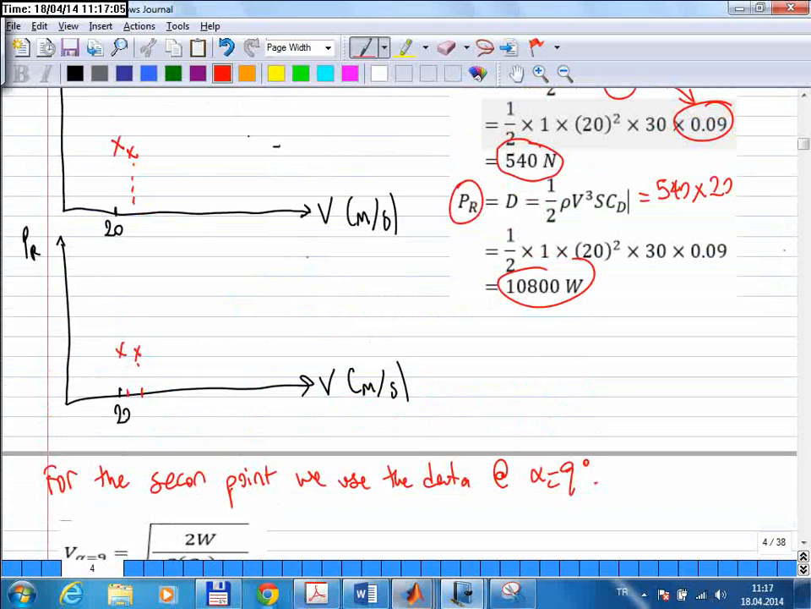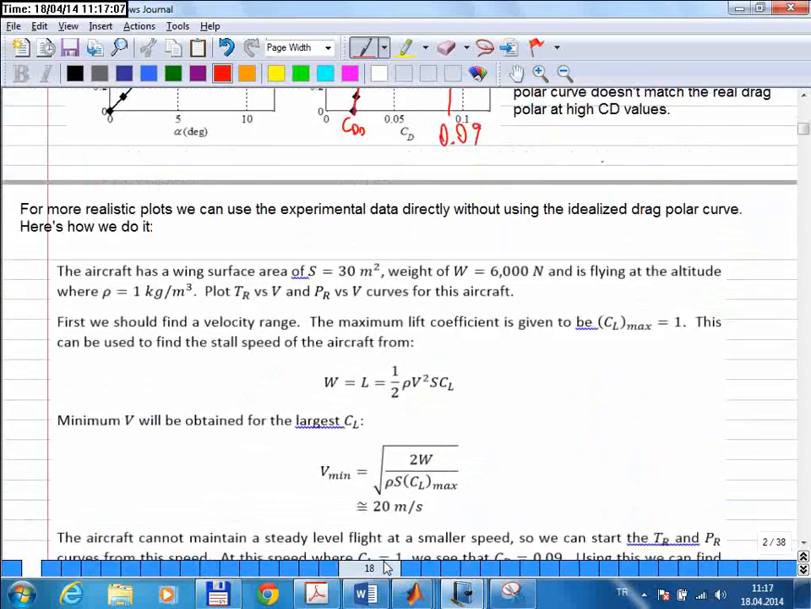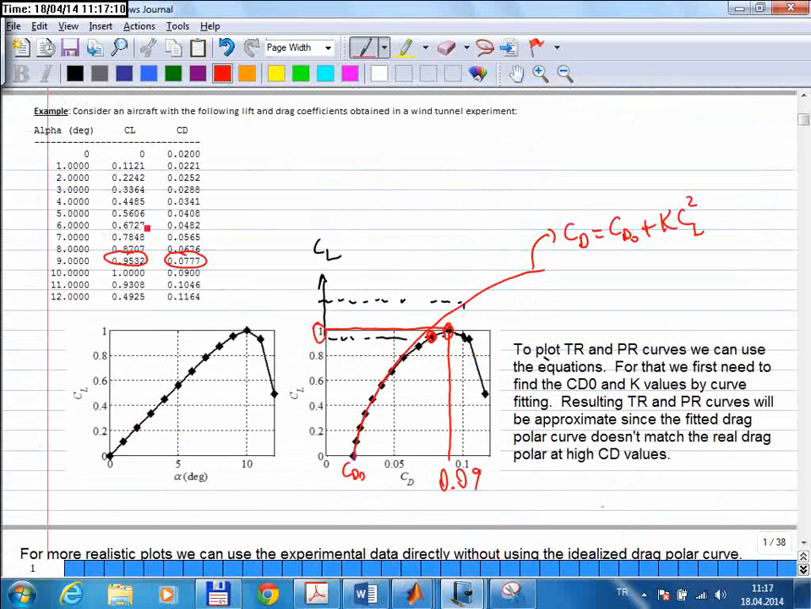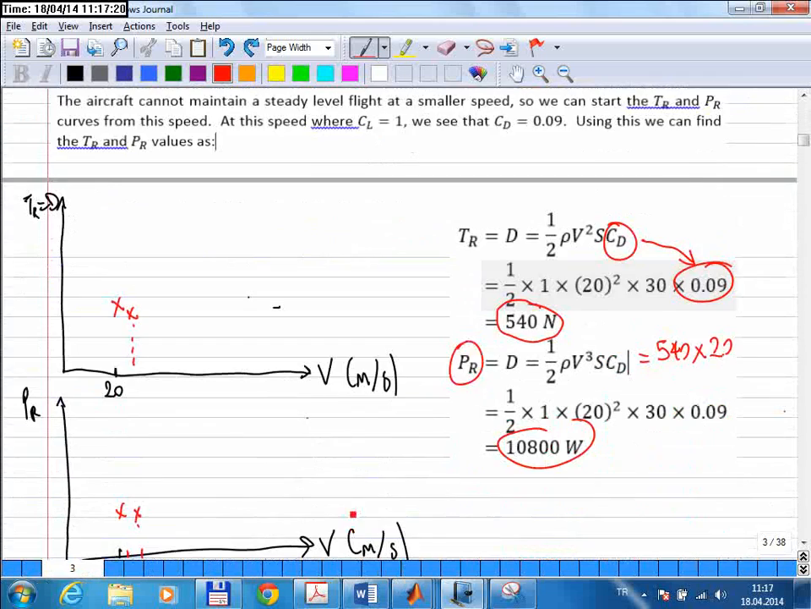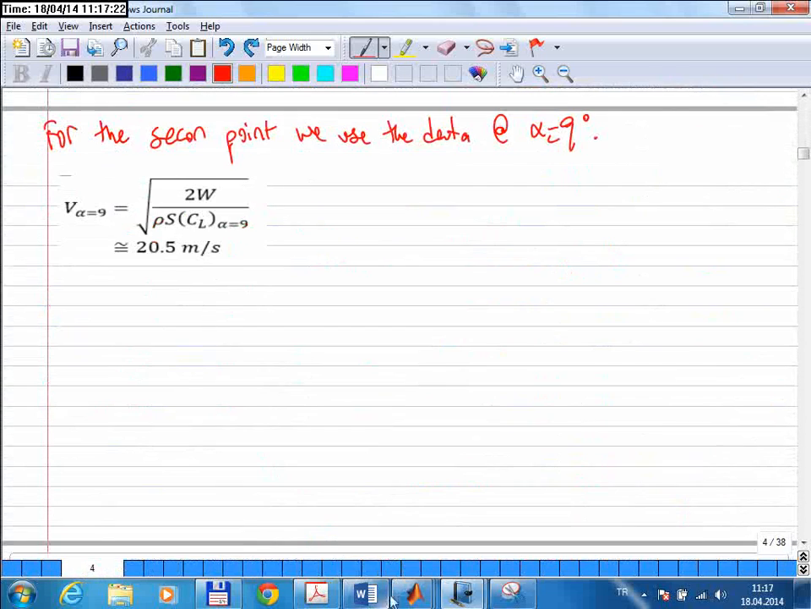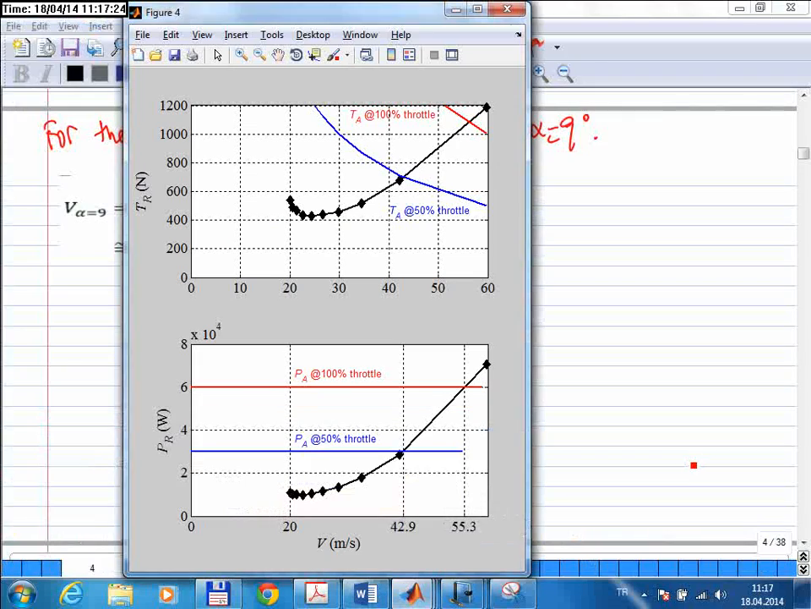Okay, and we repeat the same procedure for every data point. So for each one of these numbers, we repeat the same thing, and in the end, we find the thrust required and power required curves as these.